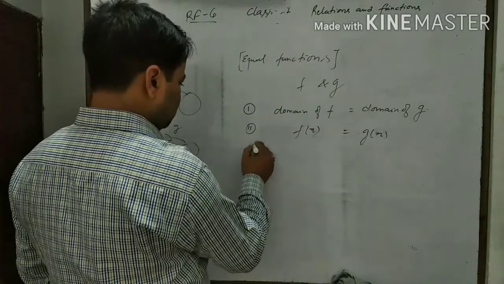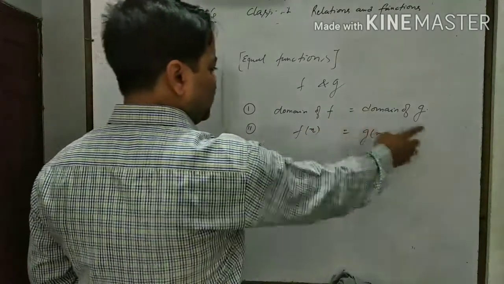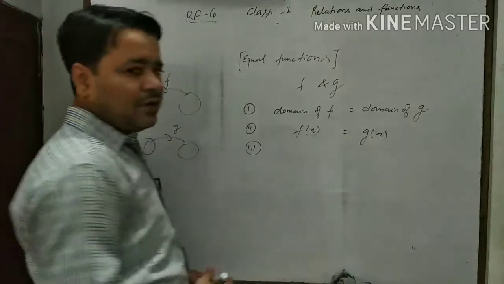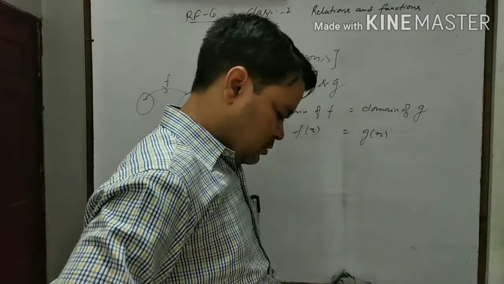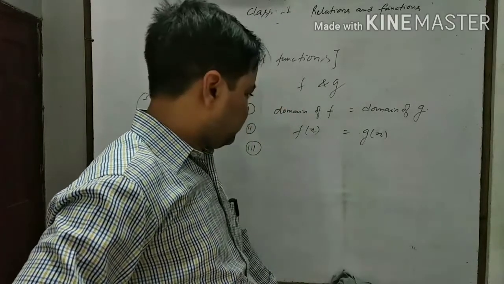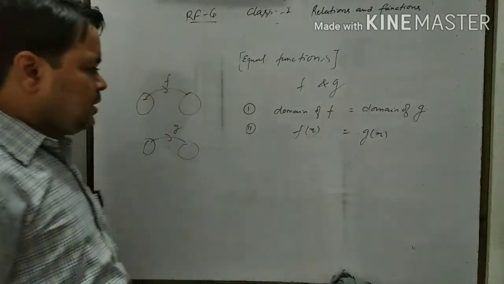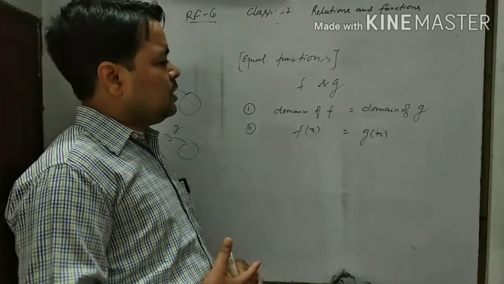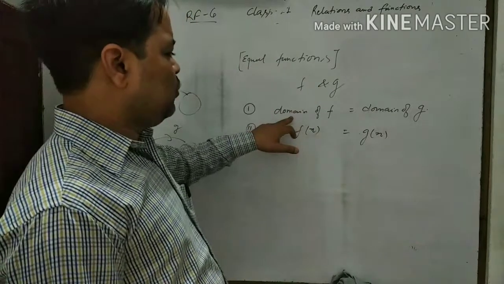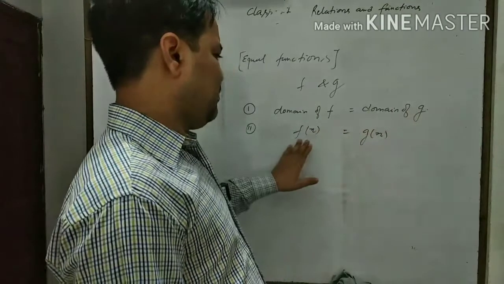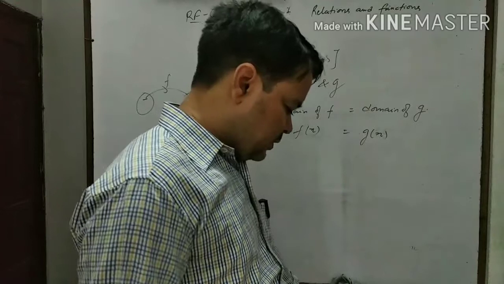The third condition, what is the third condition? The first condition is that the domain of f should be the domain of g, and f(x) should be equal to g(x). This is okay, there are only two conditions. So two functions f and g will be equal if the domain of f is equal to the domain of g and f(x) is equal to g(x).